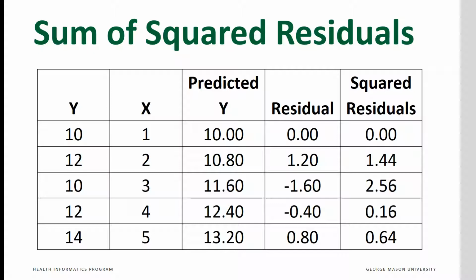In this table, we have used the regression equation to predict a value for y. The residual is the difference between the observed and predicted values. The square of residual is given at the column to the right. The sum of these squared residuals tells us how well we have fitted the equation to our data.